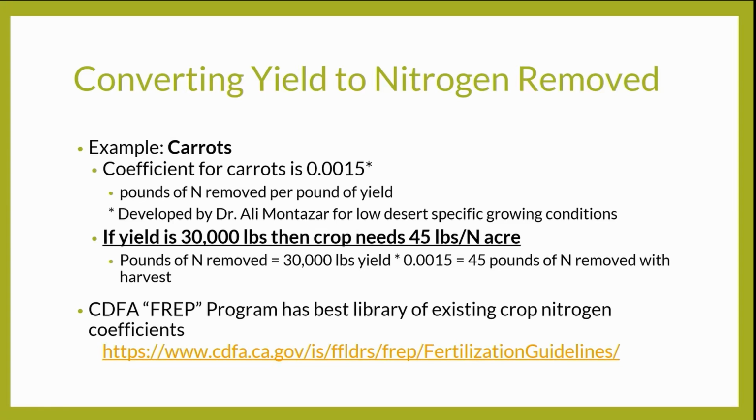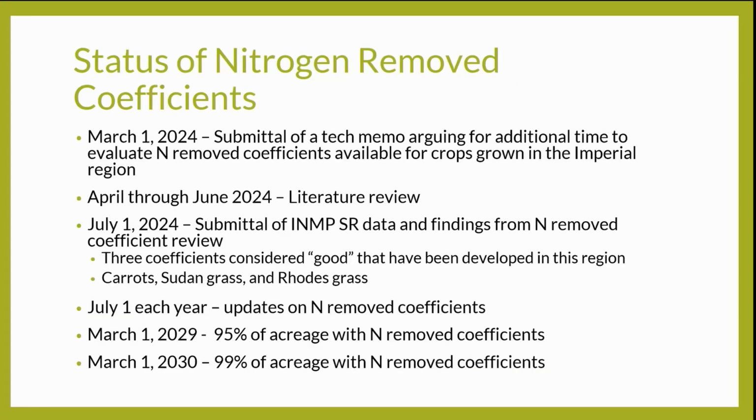There are some resources that are really good on the FREP website. And with this conversation about carrots, and it's why we have this in here as an example, like I mentioned, Central Valley has been doing this a little bit longer. They've had more funding put into crops in the Central Valley. But when your order was created, there was a strict deadline that, by March 1st, 2024, we were supposed to have 95% of the coalition's acreage with a coefficient. That was in your order. And then the following year was supposed to be 99% of your acreage.